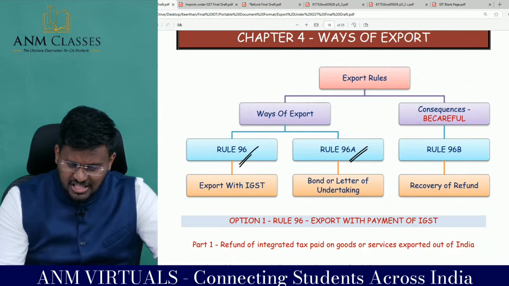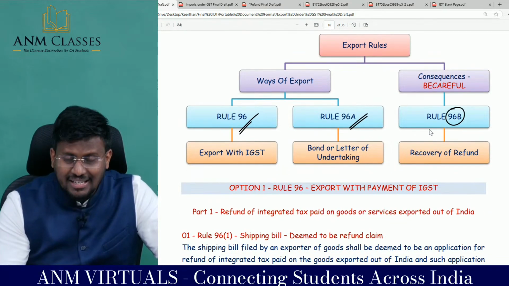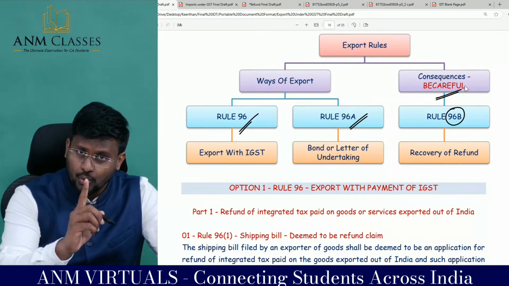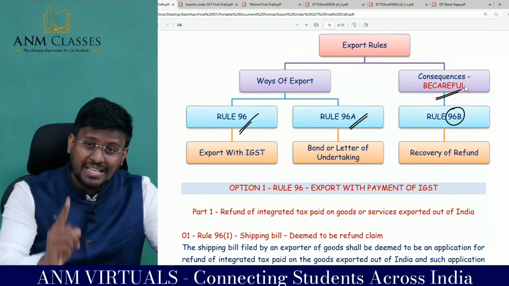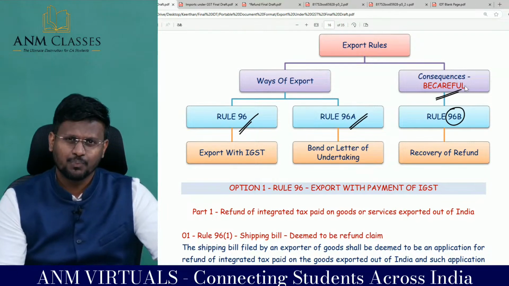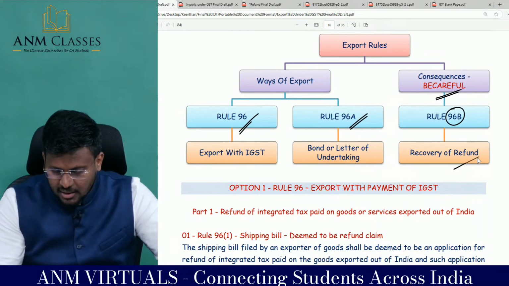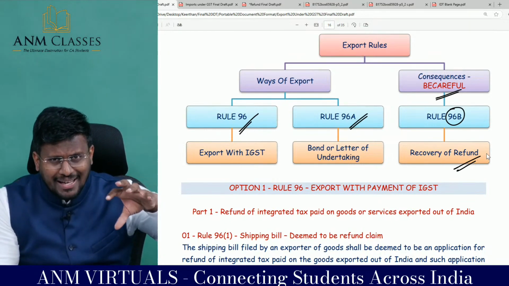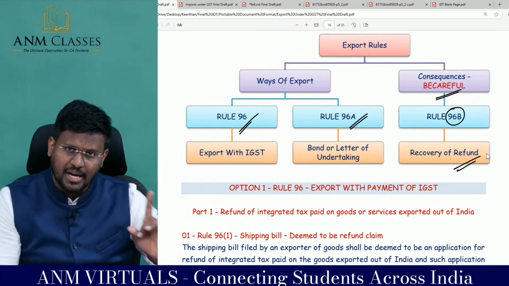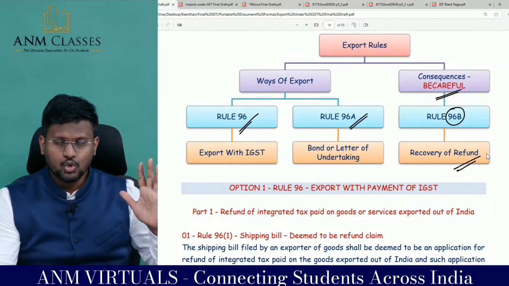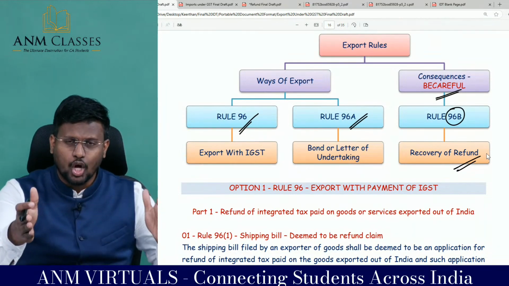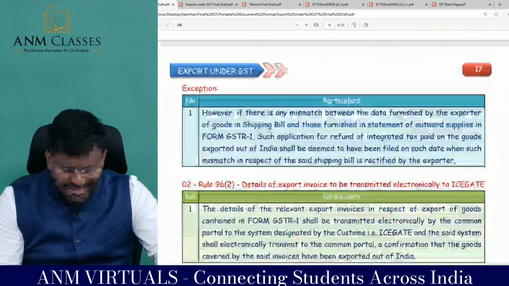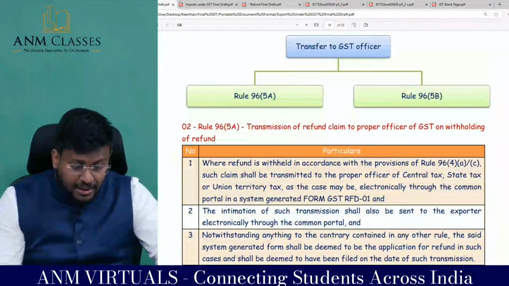But there is a specific rule called rule number 96B. What is rule number 96B saying? Be careful. That's why in rule number 96B, B stands for be careful. That is recovery of refund. Either by following rule number 96 or 96A, we are entitled to get the refund. So we may travel through rule number 96 or 96A. But what 96B is saying is that be very careful.